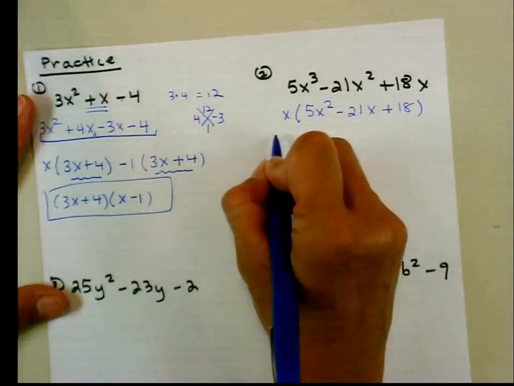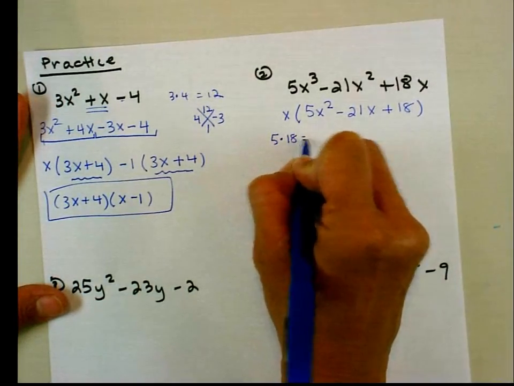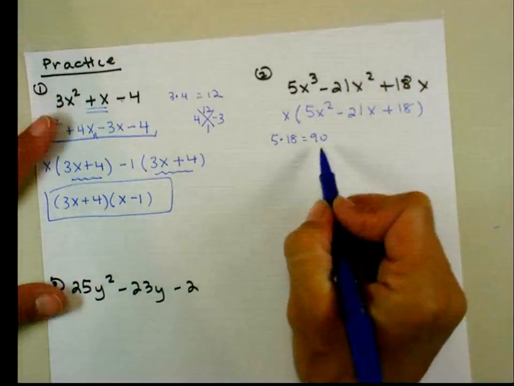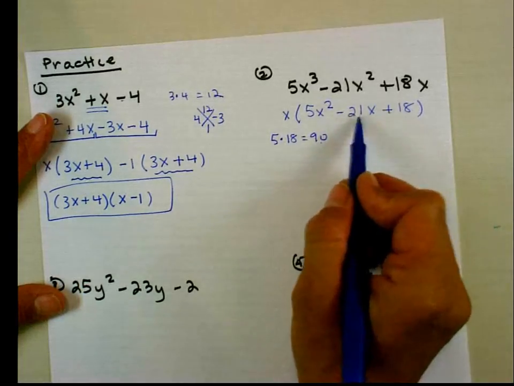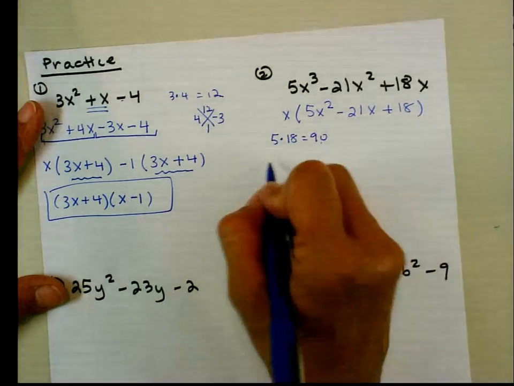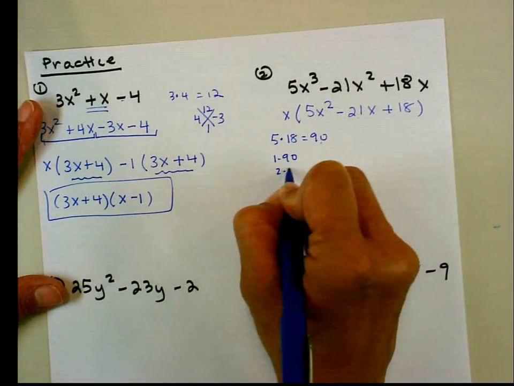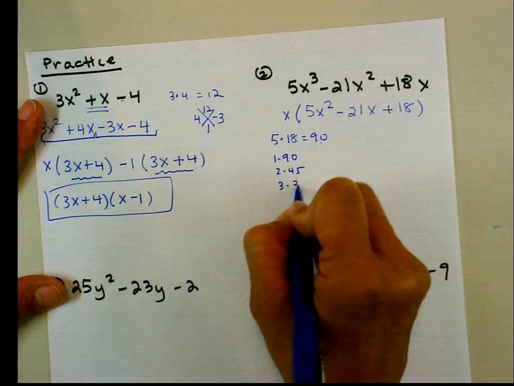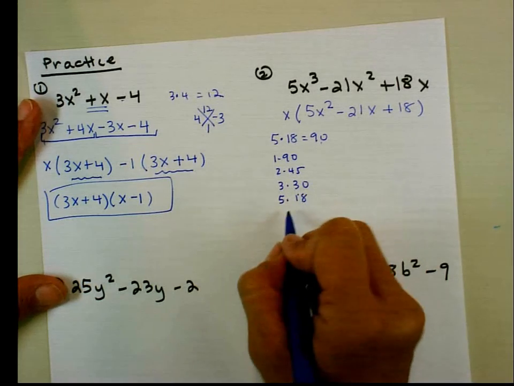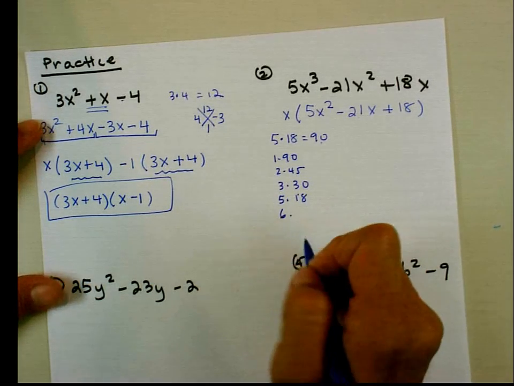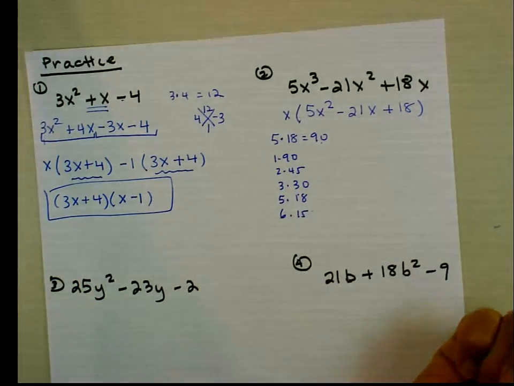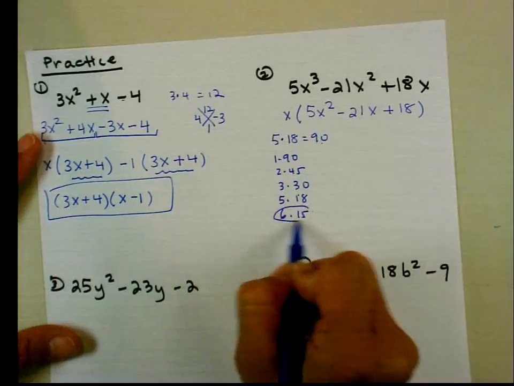Okay, so I do 5 times 18 to get 90. So I need numbers that multiply to 90 but add to give 21. Multiply to 90 and add to 21. Well, let's see. 1 and 90, 2 and 45, 3 and 30, 5 and 18. No. The 6 and 15. Oh, there we go. So I found one, so I'm going to go ahead and stop. 6 plus 15 is 21.